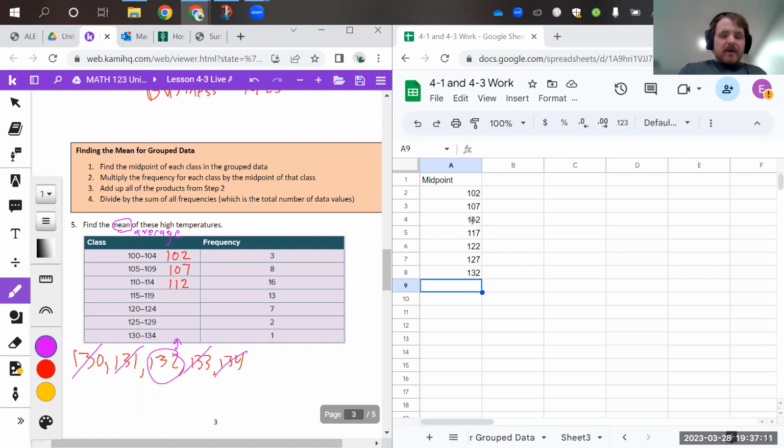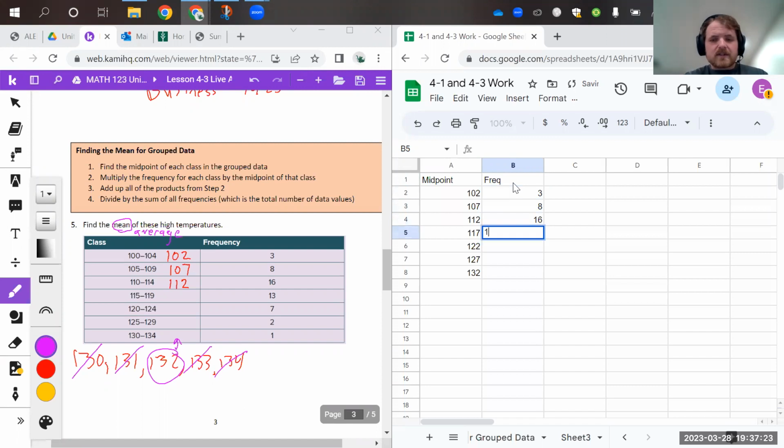From here, we've got a frequency. I'm just going to copy and paste that down. So we've got 3, 8, 16, 13, 7, 2, and 1. When we want to find the average, we have to remember to sum all these together. I have 102 three times. If I wanted to, I could have written 102 again, 102 again, and then 107 eight times total, but that's dramatic. What I can do is just multiply across.